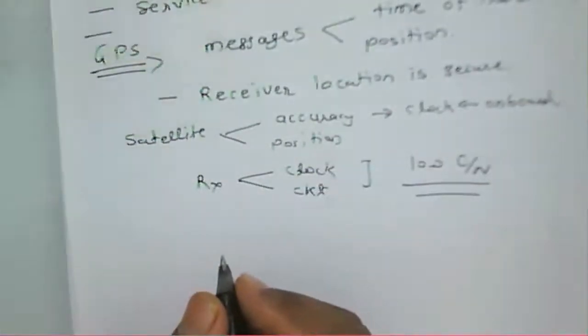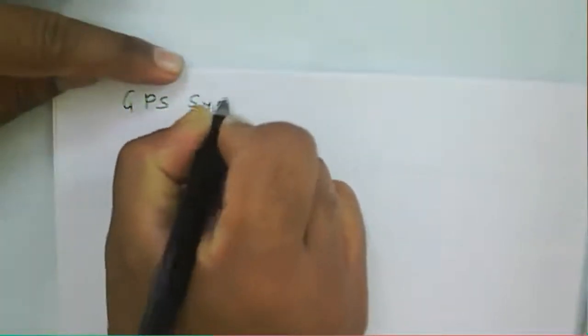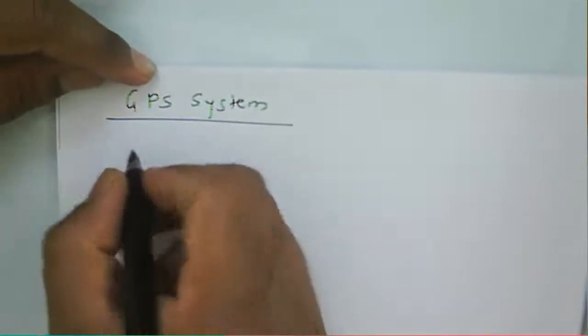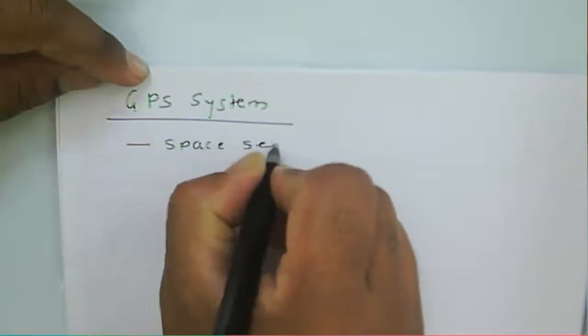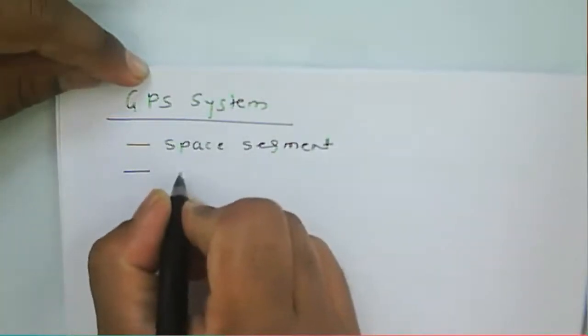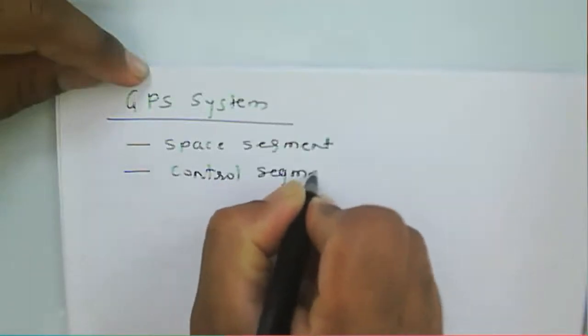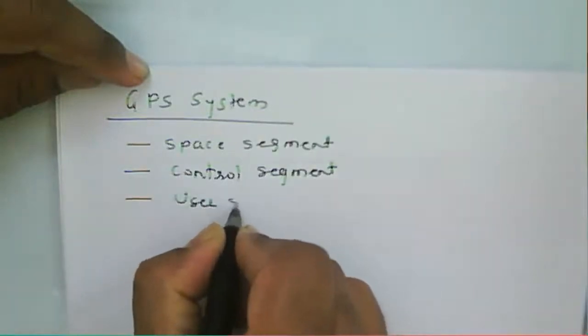Now we'll see what are the various components of the GPS system. A GPS system has three components: one is the space segment, another is the control segment, and then the user segment.